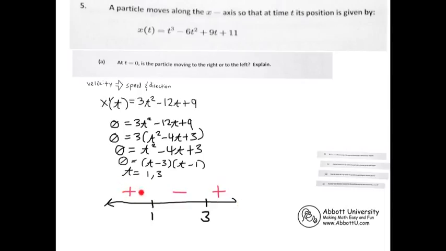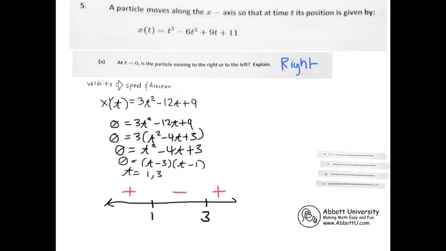Anytime the graph of the velocity function is positive, the particle is moving to the right. Anytime the graph of the velocity function is negative, the particle is moving to the left. So at t equals 0, is the particle moving to the right or to the left? And explain. Well, 0 is over here, and there is a plus sign associated with it. Therefore, the particle is moving to the right.